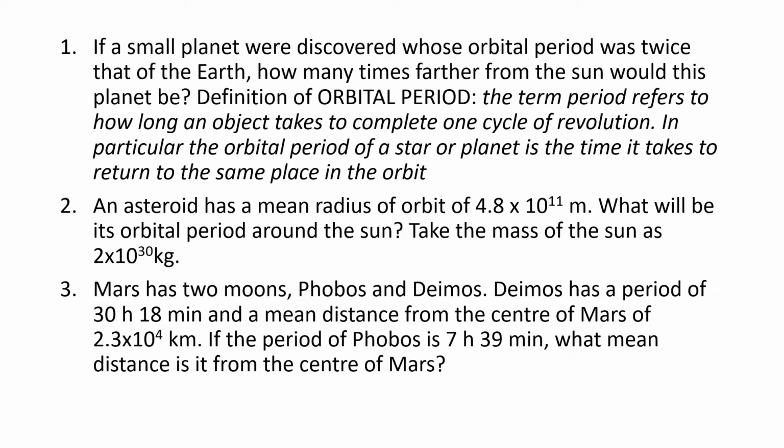Question 3. Mars has 2 moons, Phobos and Deimos. Deimos has a period of 30 hours, 18 minutes, and a mean distance from the center of Mars of 2.3 times 10 to the 4 kilometers. If the period of Phobos is 7 hours, 39 minutes, what mean distance is it from the center of Mars? So again, for this question, you use t squared is equal to k r cubed. Work out what k is. And then once you've worked out what k is, put it into the original equation. Now you have t, work out r.